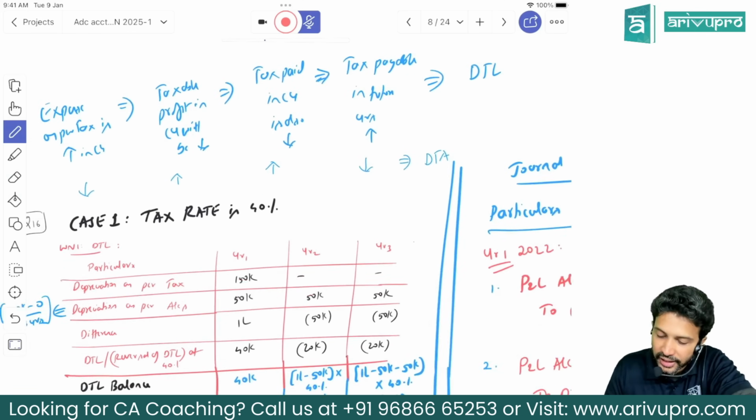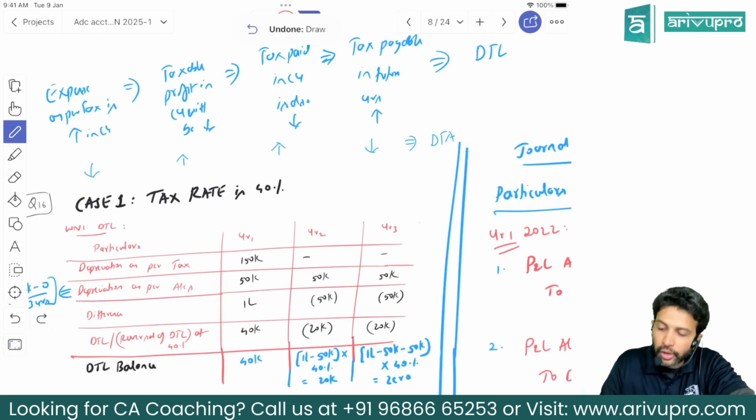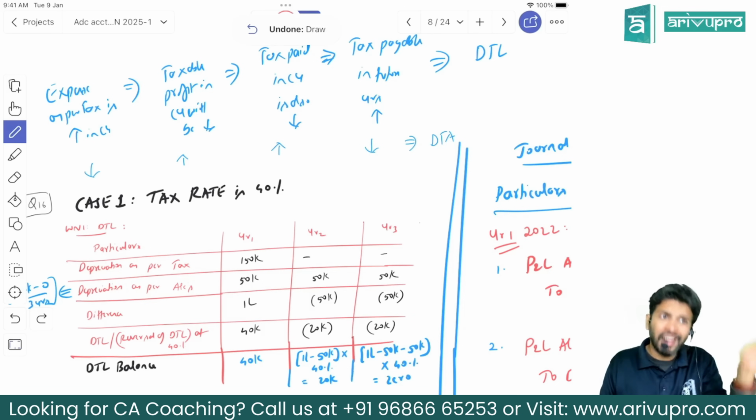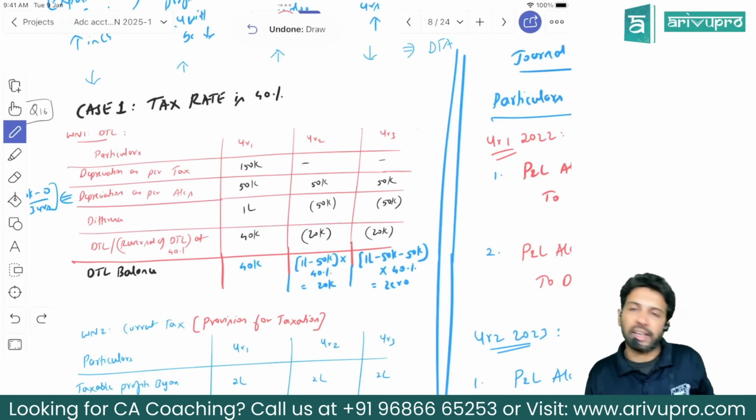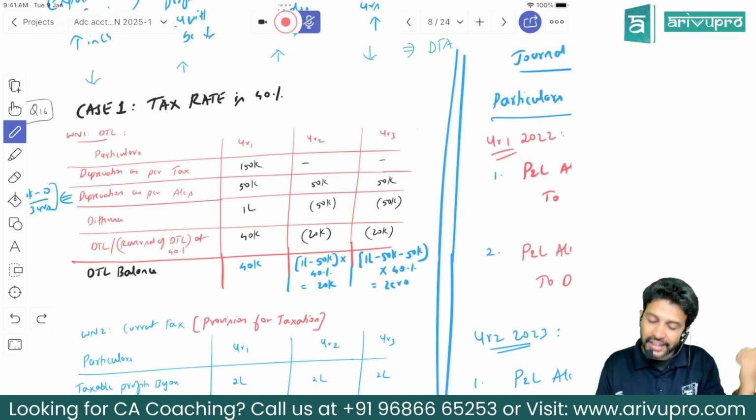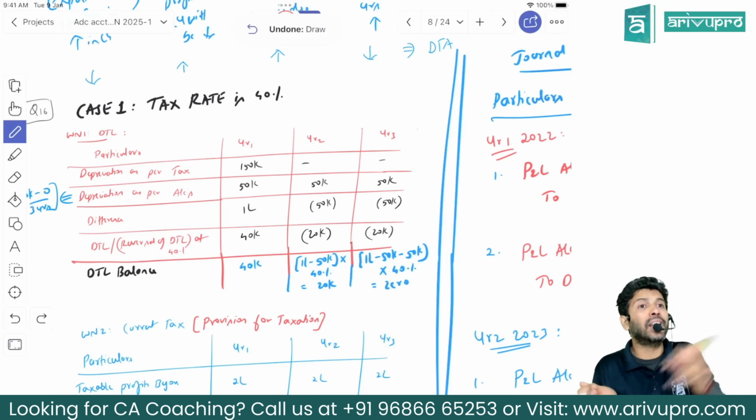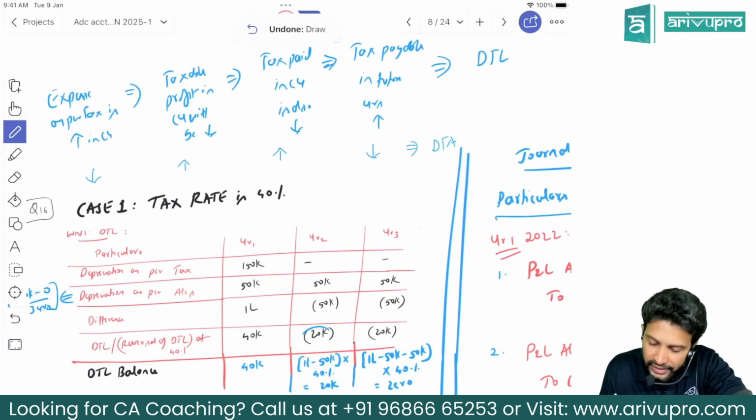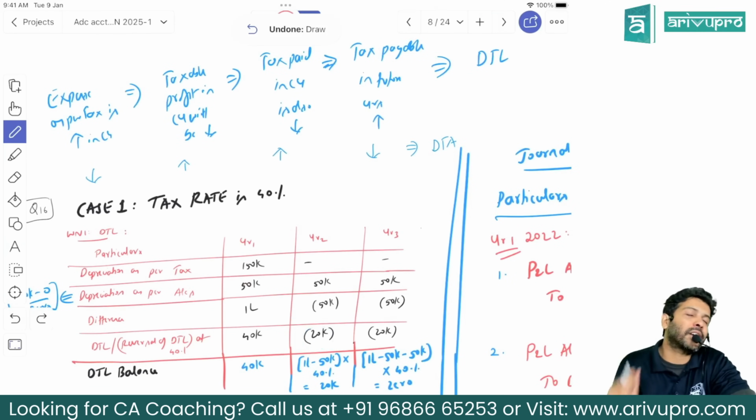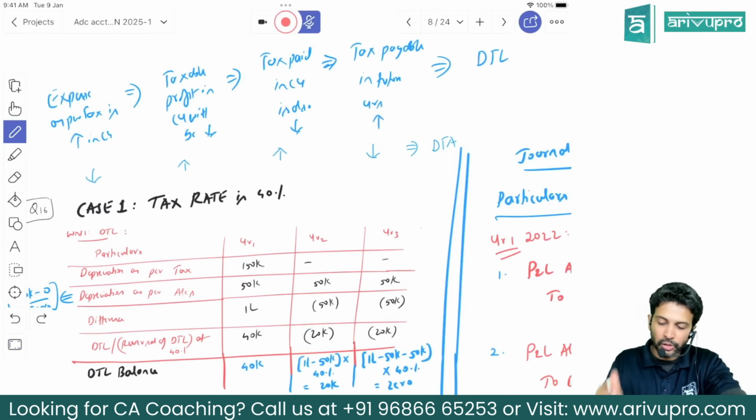Yes. That means in the second year, what do you ideally create? DTA. Sir, on the same component, will you create both DTL and DTA? No. Instead of creating DTA in the second year, whatever DTL you had in the previous year, that only you will reverse. How much do we have to create? 20,000. Instead of creating DTA for 20,000, we reverse deferred tax liability for 20,000. That's what happens in the second year.